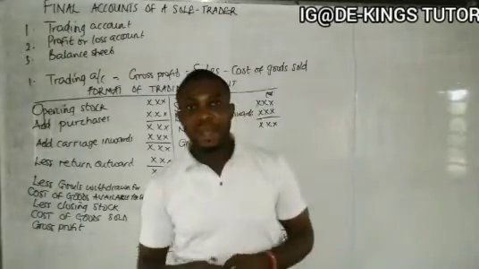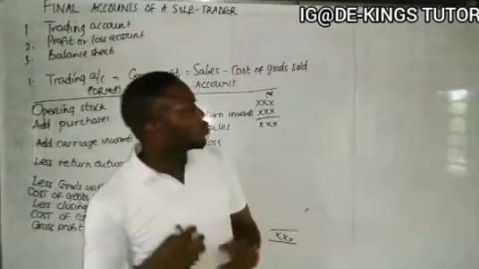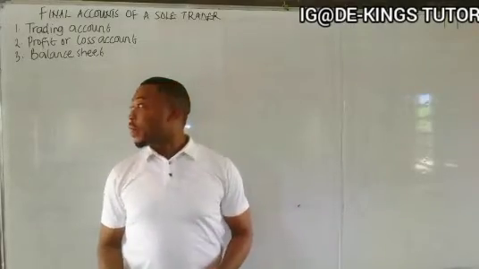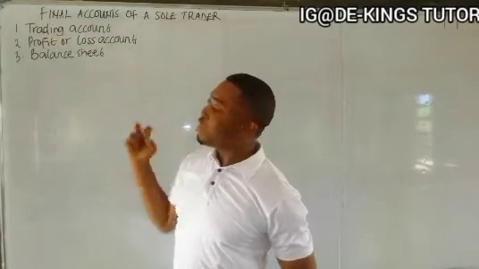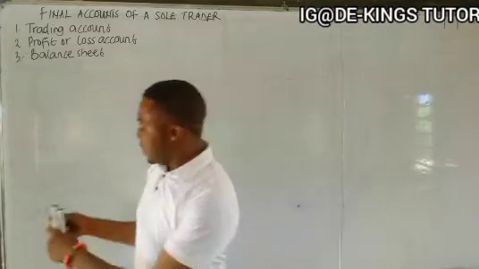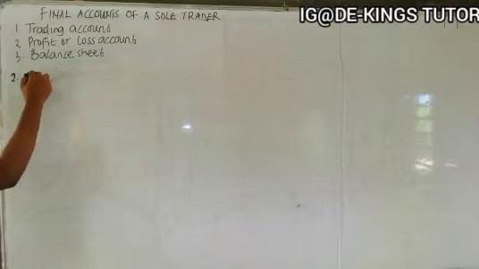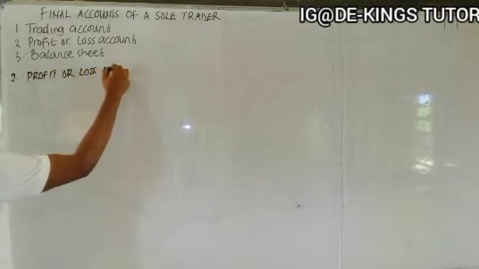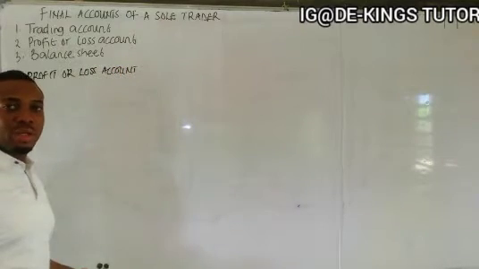So let's prepare the profit or loss account. Let's see how it looks. Now we have seen the first one of the final accounts, which is the trading account. Now let's see the profit or loss account. The profit or loss account is prepared to get our net profit or net loss.